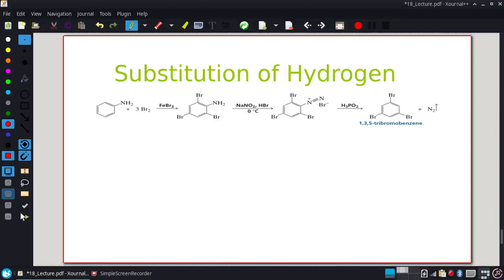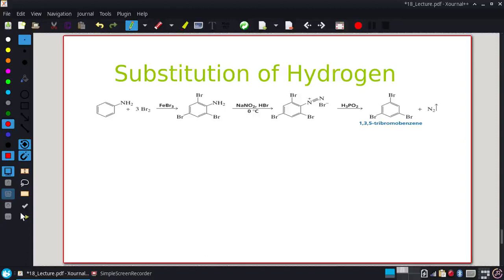We've got aniline, and we're going to do 3 bromines with iron bromide and put them in all those ortho para positions. Then the sodium nitrite would turn that aniline into the diazonium salt, and then H3PO2 turns the diazonium salt into just an H. And this really is one of the few ways we can do something like a 1,3,5 with activators.